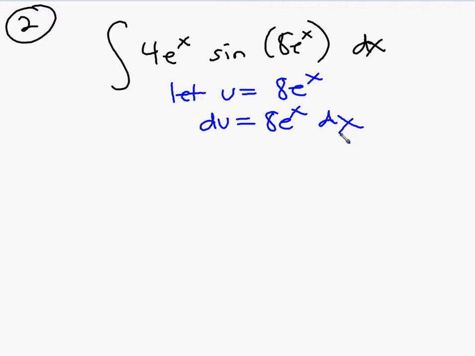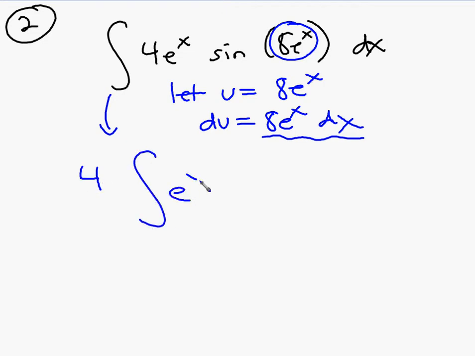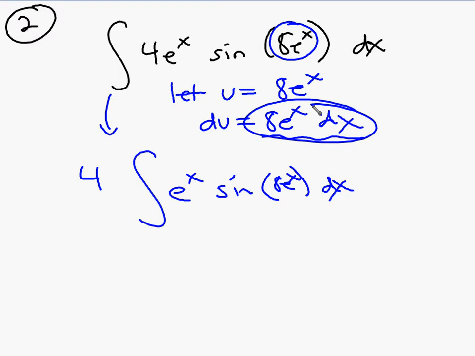So, here's my u, and here's my du. But I have a 4 here. There's a couple things you can do with this, whichever way your mind works better. Here's the way my mind works. My mind works better if I think of this whole integral as 4 times the integral of e to the x sine of 8e to the x. If I think of it that way, then what would I have to introduce here? A 1/8, right? I would have to introduce a 1/8.